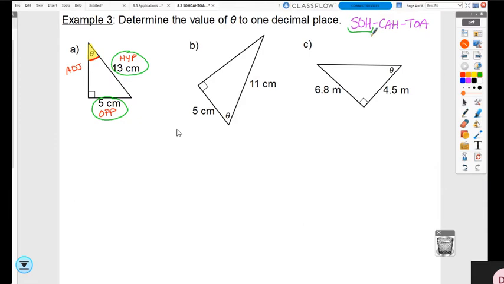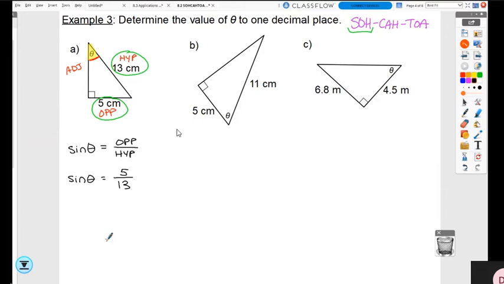So what we're going to do is set this up. Sine theta equals opposite over hypotenuse. And remember, it has to be in that order, opposite, hypotenuse. So we can say sine theta equals 5 over 13. And we're good at that. We know the opposite side is 5. We know the hypotenuse is 13. But now we have to solve for theta.